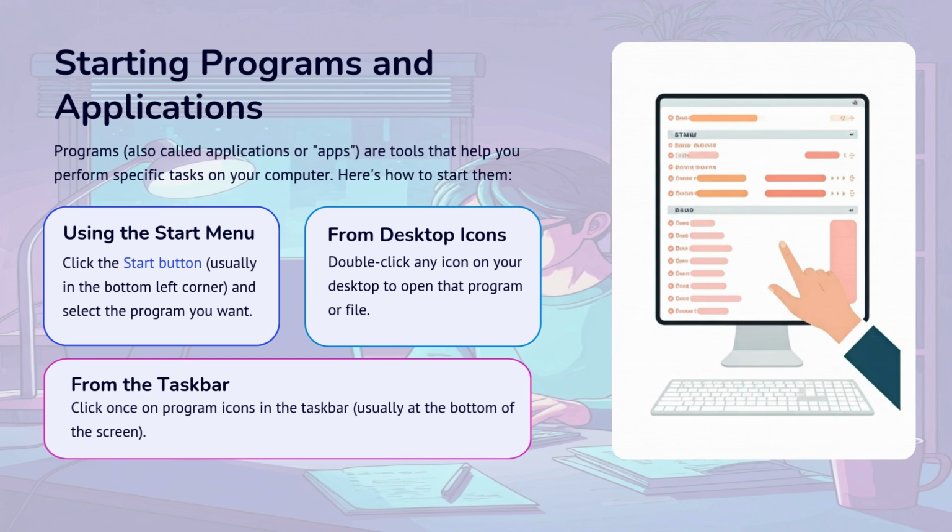To open a program, click the Start menu and look for the application you would like to open. For example, Microsoft Word, WordPad or Notepad for typing, MS Paint for simple drawings and basic image editing, Calculator for basic math. You can also use the search bar to quickly find what you need.